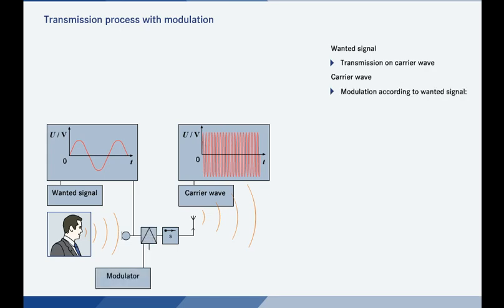A modulator is required for modulation. The modulator changes either the amplitude or the frequency, or the phase of the carrier wave according to the information of the wanted signal.